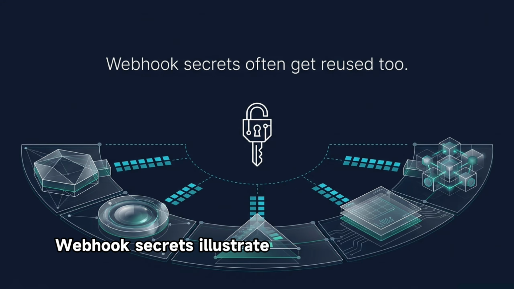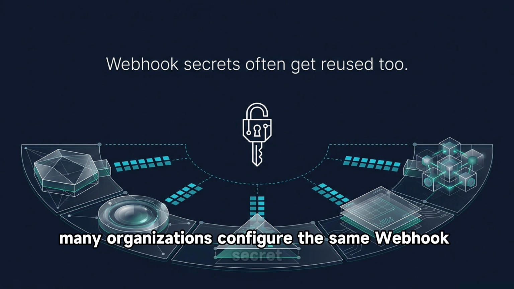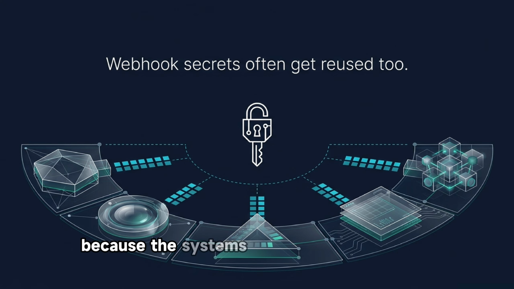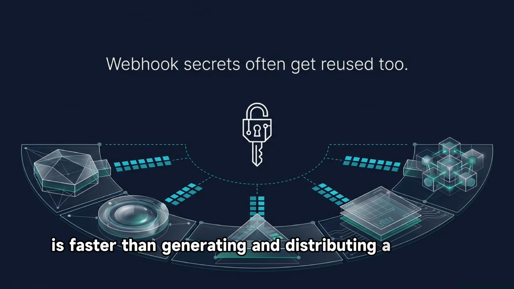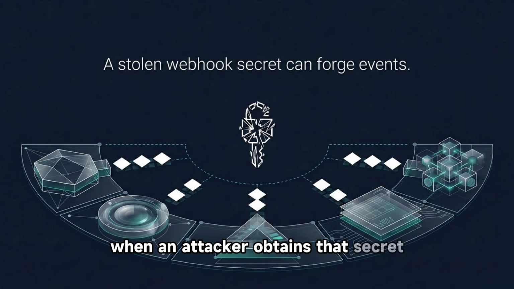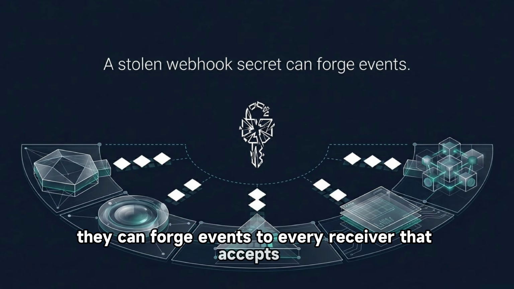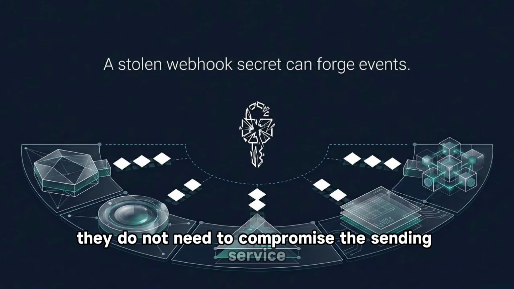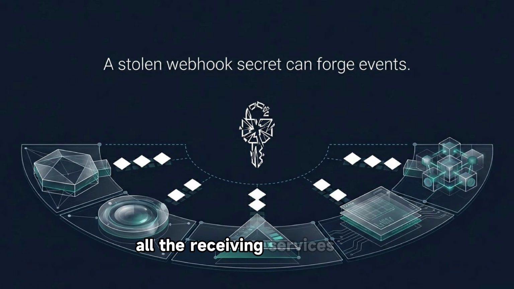Webhook secrets illustrate a quieter form of reuse. A webhook secret is a shared value that a service uses to sign outbound requests so the receiver can verify they came from the right source. They are issued per integration, in principle. In practice, many organizations configure the same webhook secret across multiple integrations because the systems that receive webhooks are configured manually, one at a time, and reusing a known working value is faster than generating and distributing a new one. When an attacker obtains that secret, they can forge events to every receiver that accepts it. They do not need to compromise the sending service. They just need the value that all the receiving services trust.